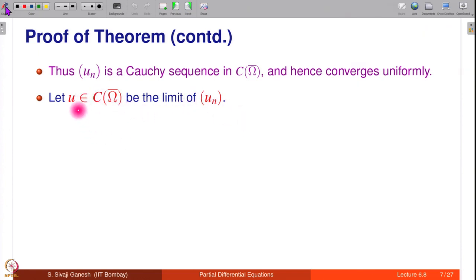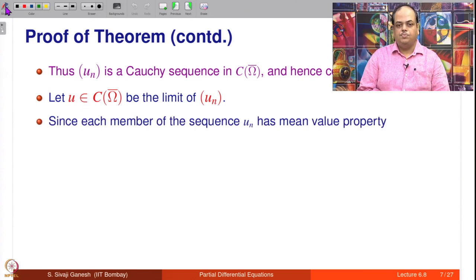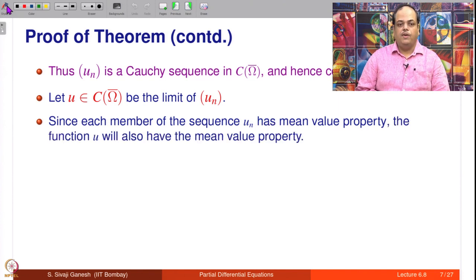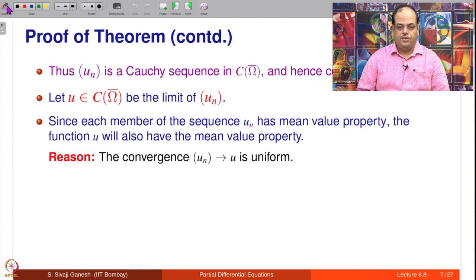But now, we want to show that u is a harmonic function. That means we have to somehow show that u has two derivatives to start with. Since each member of the sequence u n has the mean value property, because the u n's are harmonic functions, the function u will also have the mean value property. Reason: the convergence u n going to u is uniform, and uniform convergence tells us that we can swap integrals and limits.